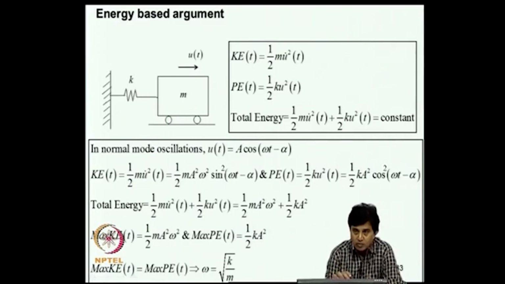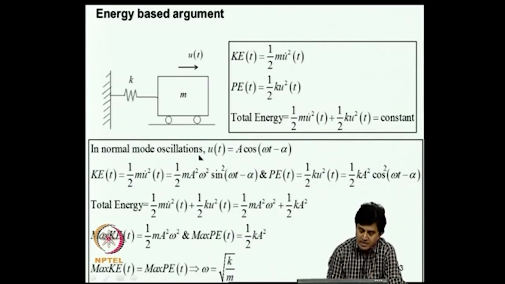Now, in normal mode oscillations, we are interested in harmonic oscillations. So, in a multi-degree freedom system, we say that a system is executing normal mode oscillations if all points on the structure are vibrating harmonically at the same frequency. So, in this case, it is a very trivial case. If it is executing harmonic motion, u of t will be given by this. Now, let us substitute this into the expression for kinetic energy. I get kinetic energy to be m A square omega square by 2 sin square omega t, and this is cos square omega t minus alpha.